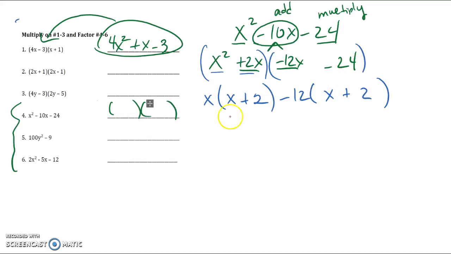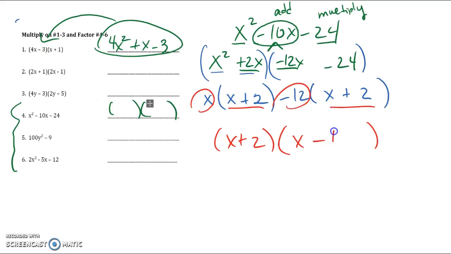Now, here's how I know I've done it right. These match. That's awesome. Whatever matches comes out to the front. Whatever's left in the front of each parenthesis becomes your second parenthesis. So this will be x plus 2, x minus 12. That is factoring by grouping.